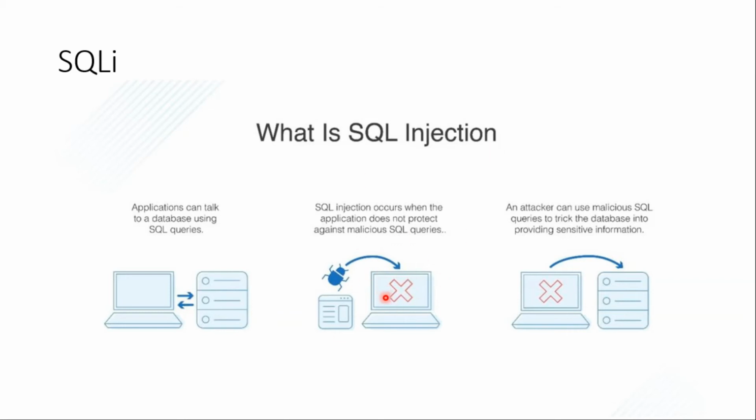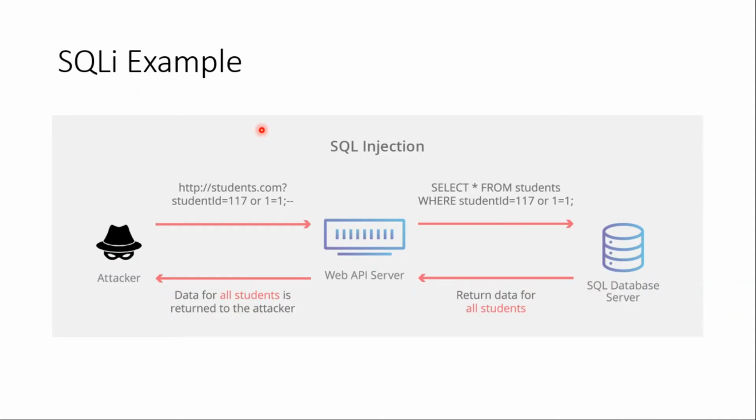So let's see an example of SQL injection. Consider this is an attacker, this is a web API server, and this is a Facebook server with a Facebook database. I'm sending a request to student.com with SQL injection code. I want to know about student 117. The student ID is 117 or 1 = 1.